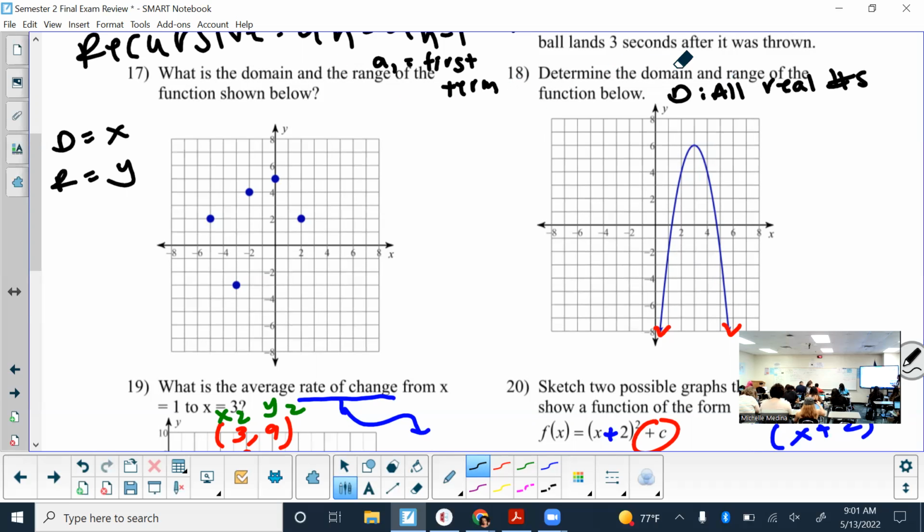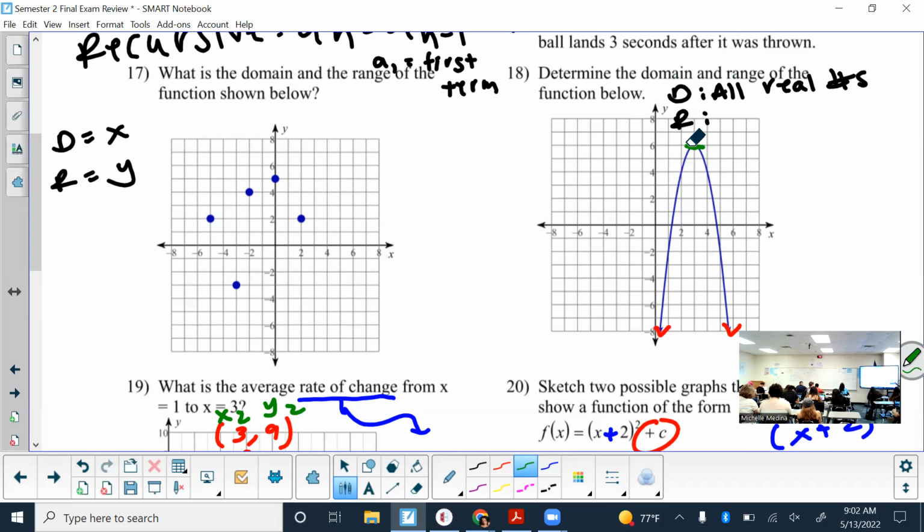For the range, so that's my y's. Does it look like it goes on infinitely up and down? No, it goes infinitely down, but not infinitely up. It stops right here.